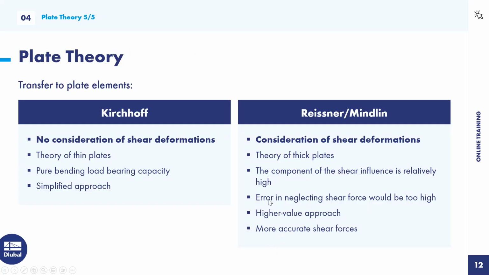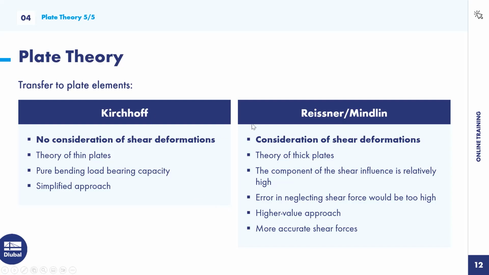Here it's phrased a little bit different. It says, if we would use the Kirchhoff theory, we would have an error in neglecting shear force. That means we need to use this because the error would get too high with the neglection if we don't use it. Okay, so this is the more accurate and better approach. There's Reissner-Mindlin theory, just stay with it.